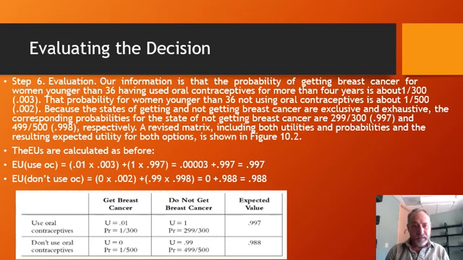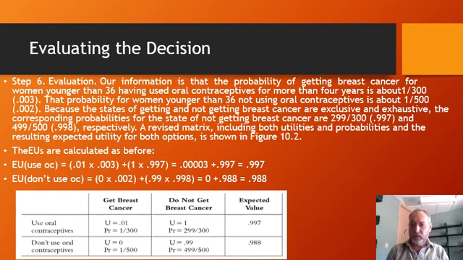Same with the other one, which is multiplied by 0, since we're not using oral contraceptives. The utility is 0, so it'll be 0 times 0.002, which will be 0, and then the expected utility of not getting breast cancer, 0.99 times the probability, 0.998, which gives us 0.988. So it turns out that the expected utility of using oral contraceptives is greater than the expected utility of not using oral contraceptives.